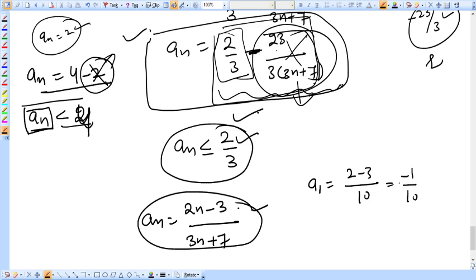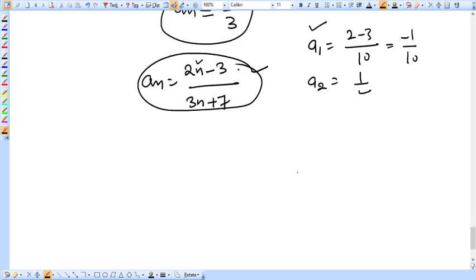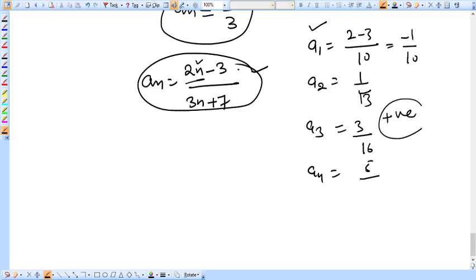देखो इसमें सिर्फ एक ही टर्म माइनस में होगी, वो कौन सी होगी, a1. क्योंकि बाकी a2 हो जाएगा 4 minus 3 which is 1 divided by 13, positive. And a3 अब कितना हो जाएगा, 6 minus 3 which is equal to 3 divided by 16. और a4 would be 8 minus 5 over... this will be increasing continuously. Minus 1 by 10, then positive values. Now all the terms are positive, except this one.